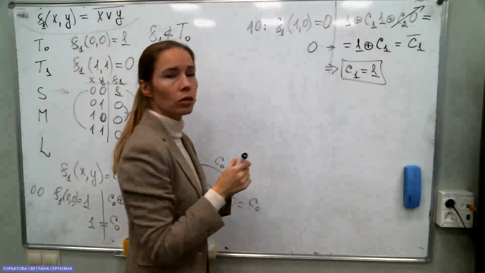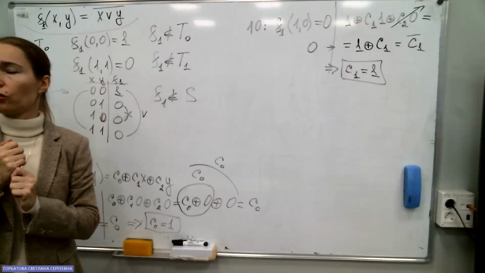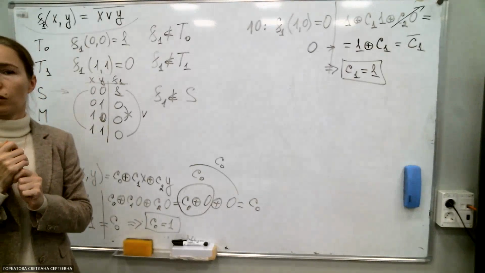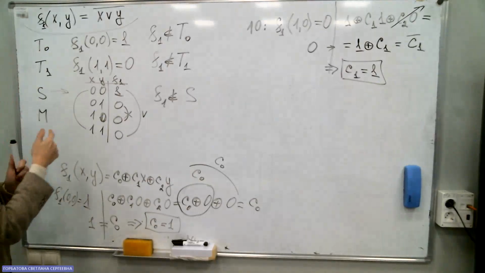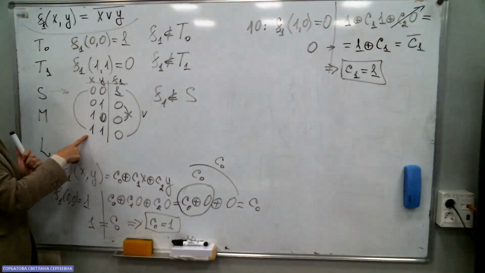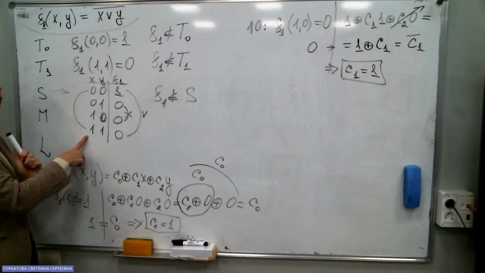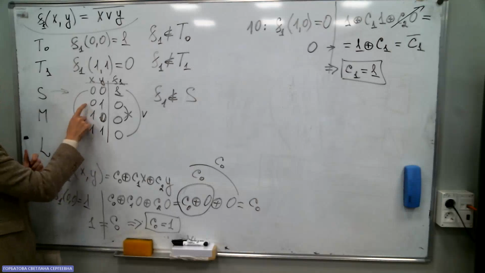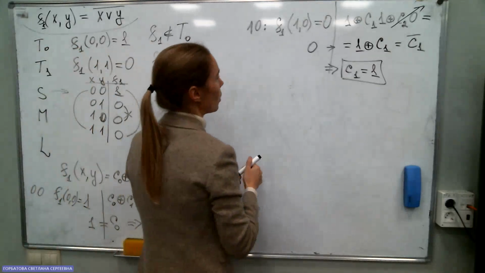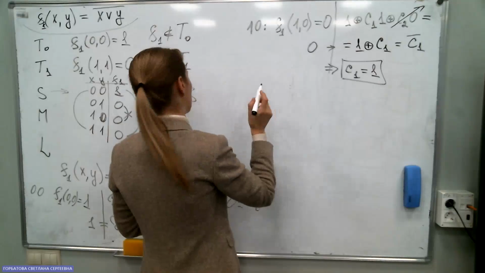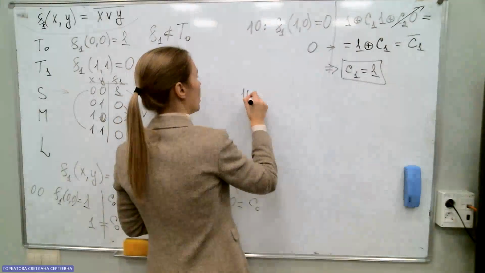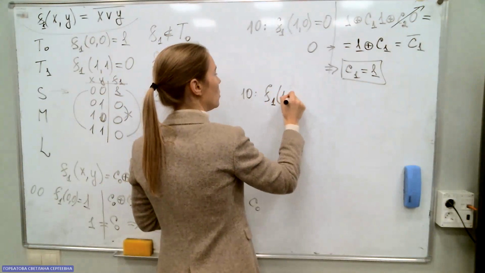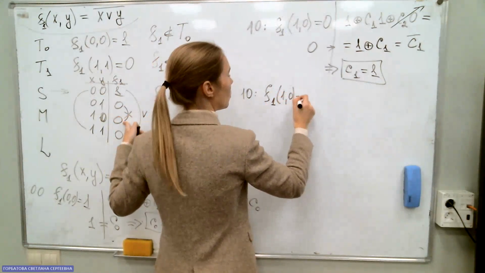Then for C2, which point can we use? 0, 1. The second point. Is it possible to use this one? Yes, also, because we know all C, but not C2. So this point or this point is possible. Okay, let's use 1, 0. F1 of 1, 0, it is 0.